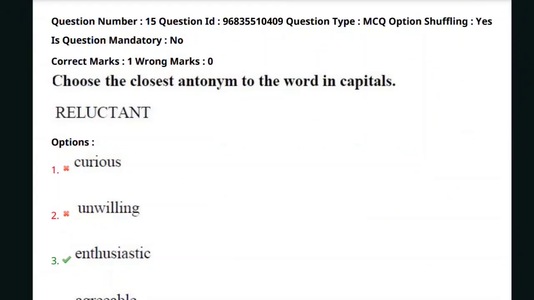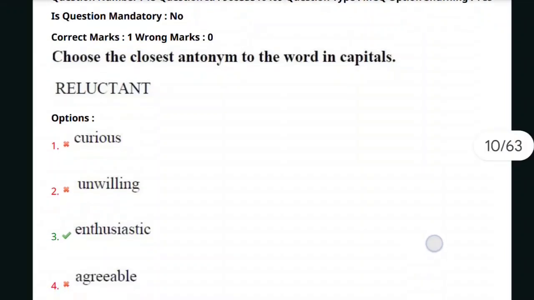Here we have the 15th question, again on antonyms. Choose the closest antonym to the word in capitals. Here the word in capitals is reluctant. And here we are going to find the antonym to the word reluctant. Here they gave you 4 options: curious, unwilling, enthusiastic, and agreeable. And what does it mean by reluctant? Reluctant is nothing but unwilling. And here they are asking us to find the antonym.